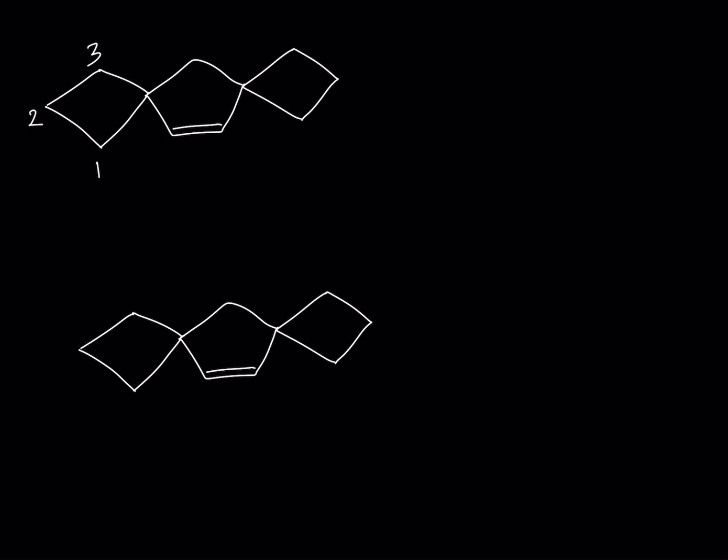Sorry, the terminal ring. So 1, 2, 3, 4. Now the question comes: should I go down or should I mention the alkene at 5, or should I just start continuing like this? So there are 2 possibilities, right? 6, 7, 8, 9, 10, 11. So that is one possibility. The other possibility is 1, 2, 3, 4 and then 5, 6, 7, 8, 9, 10, 11.